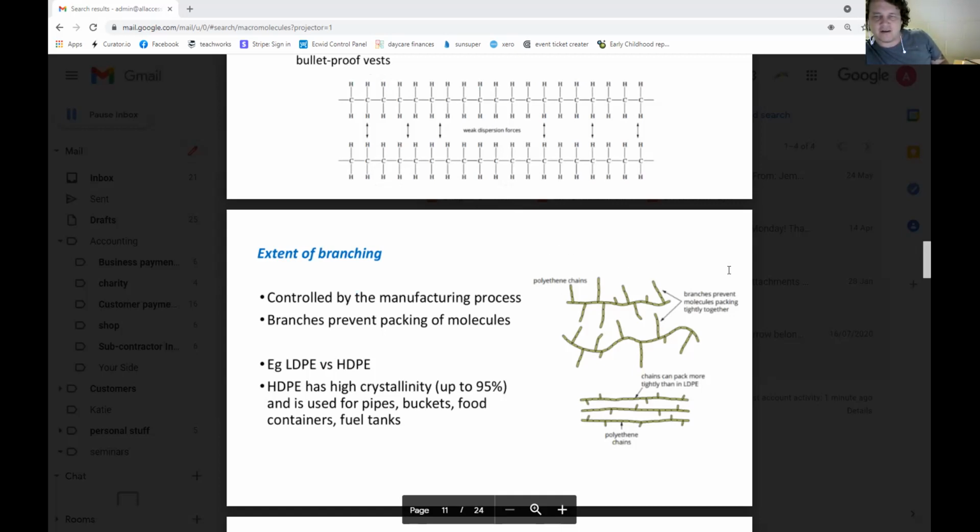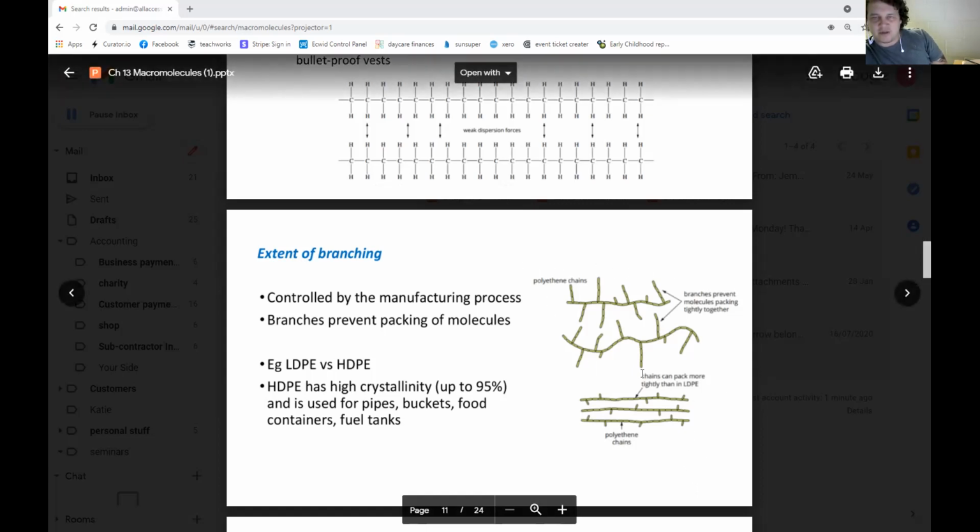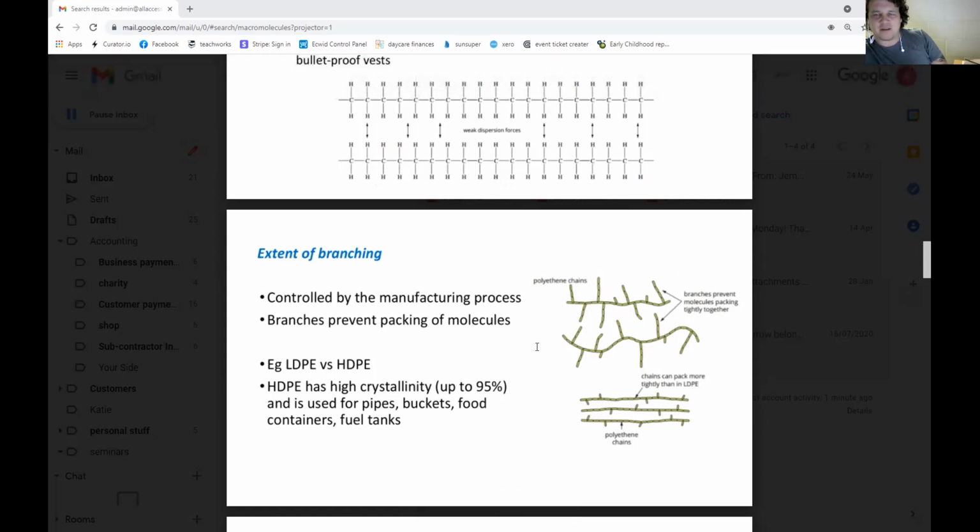So, again, I would just take 30 seconds and draw these two. This is LDPE. We've got branches being formed. HDPE, we've got limited branches or very small branches being formed. So I'll give everyone 30 seconds to draw that.